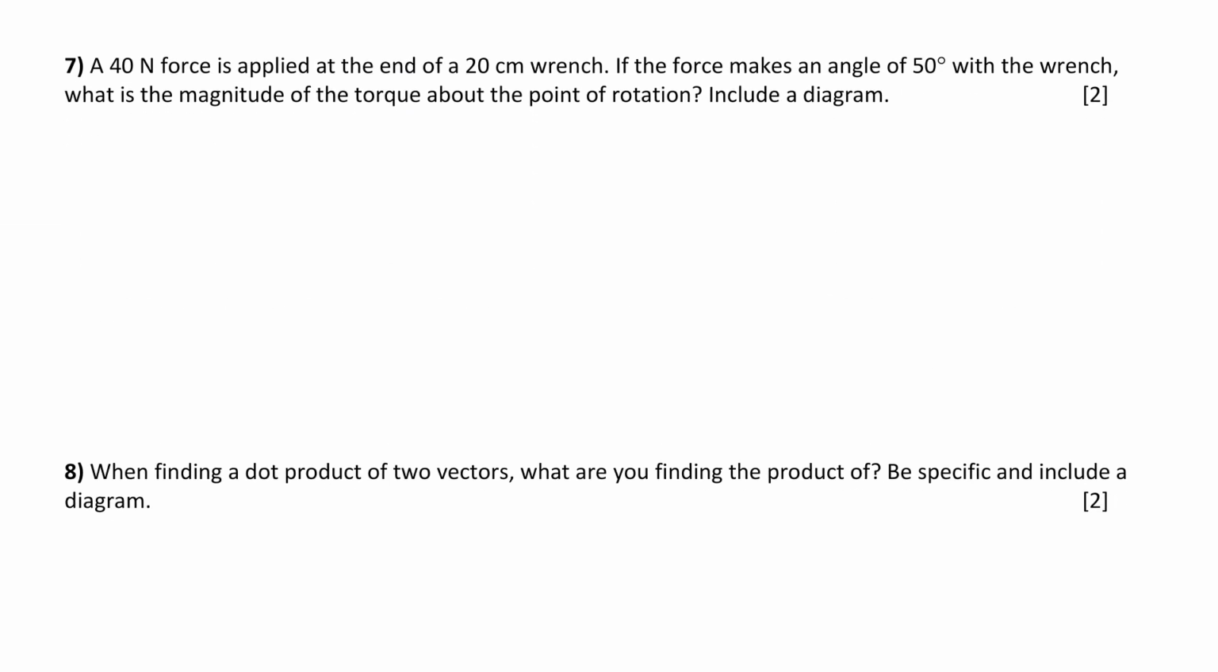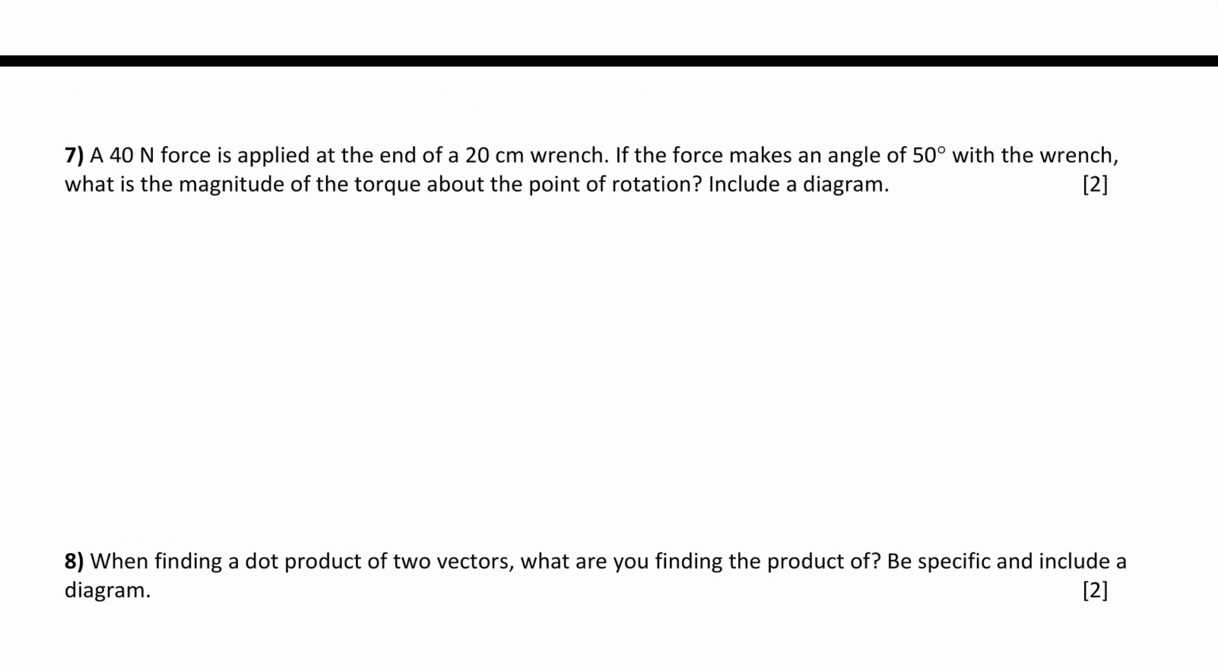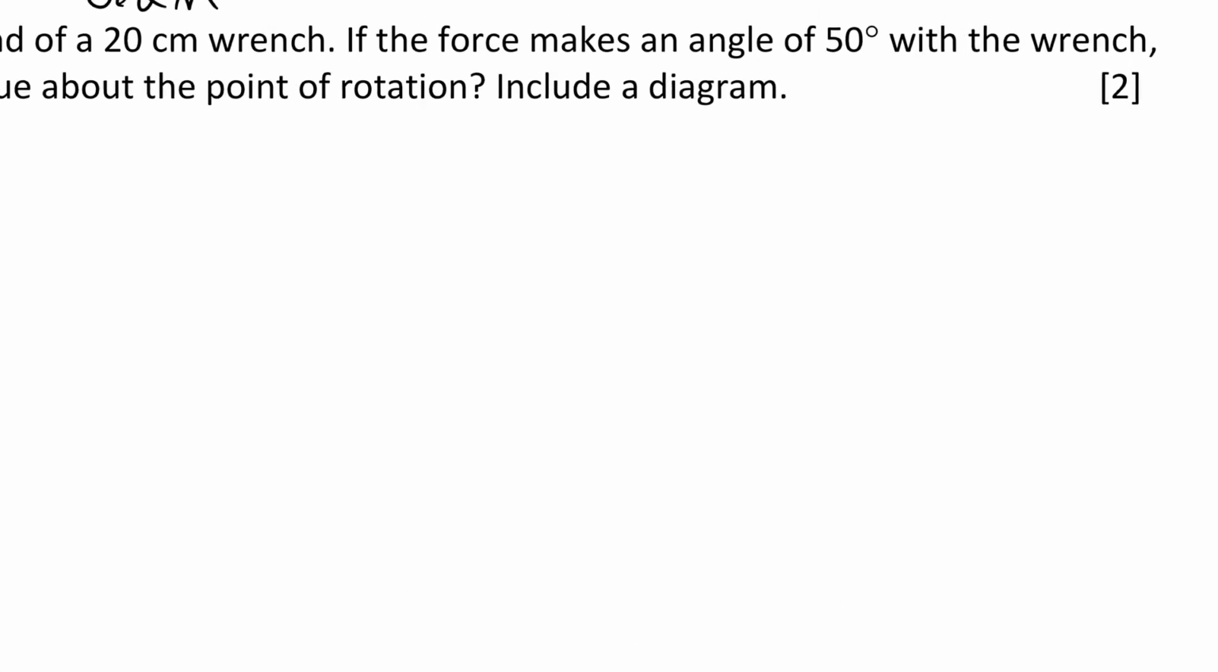Question 7 is a torque question. It says a 40 newton force is applied at the end of a 20 centimeter wrench. When I'm doing torque, I know I'm going to have my length of the torque arm in meters, so I'm going to change that to 0.2 meters. If the force makes an angle of 50 degrees with the wrench, what is the magnitude of the torque about the point of rotation? Include a diagram.